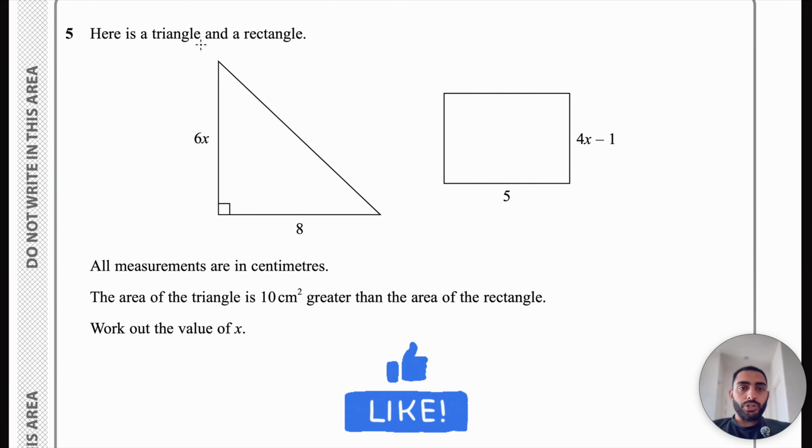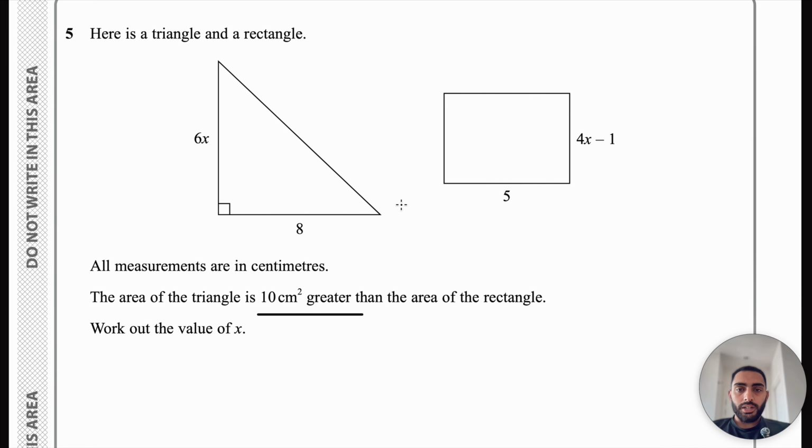Question 5. Here is a triangle and a rectangle. All measurements are in centimeters. The area of the triangle is 10 centimeters squared greater than the area of the rectangle. So this is saying if I worked out the area of the rectangle and I add 10 to it, it's the same as the area of that triangle. Work out the value of x.